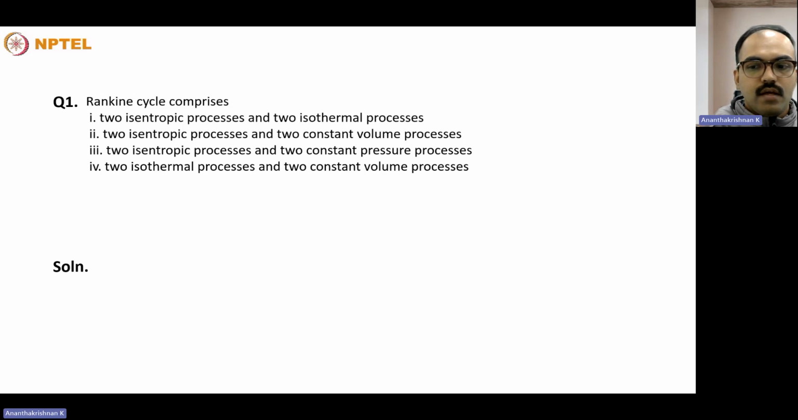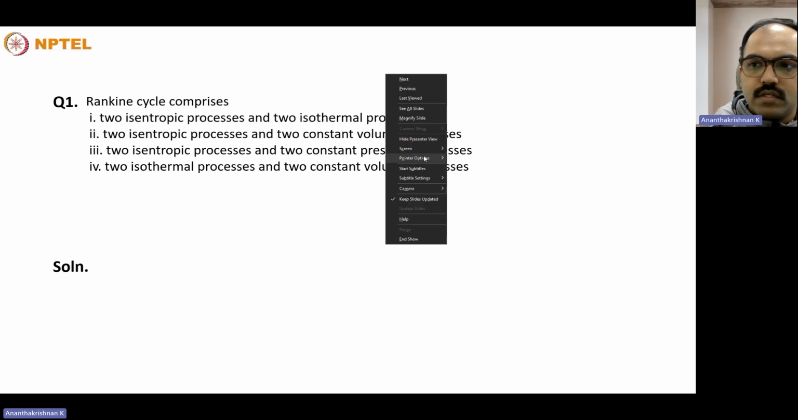Look into the first question. It's a multiple choice question based on Rankine cycle. Rankine cycle comprises of how many processes and which all other processes. Look into it and try to solve it. This is for an ideal Rankine cycle. So it comprises of four processes. The cycle comprises of four processes.